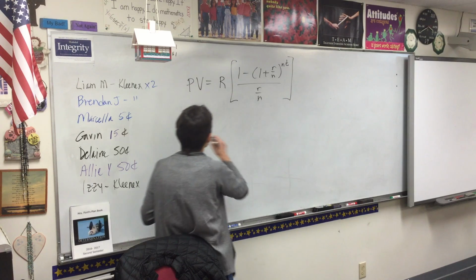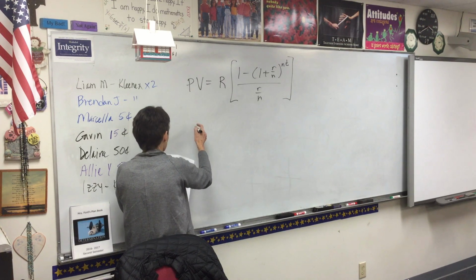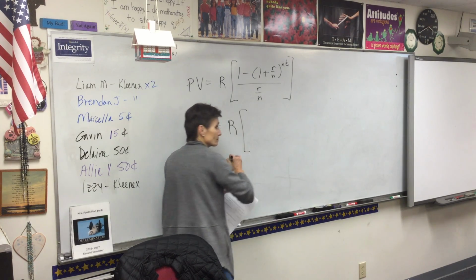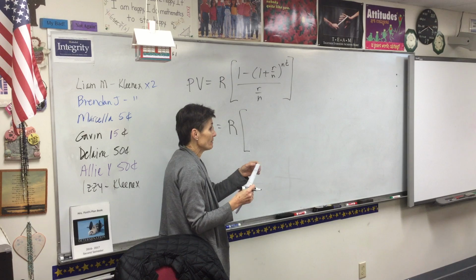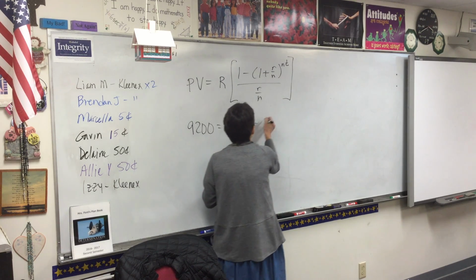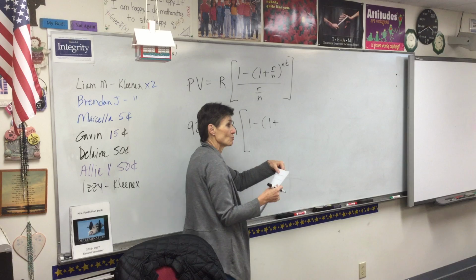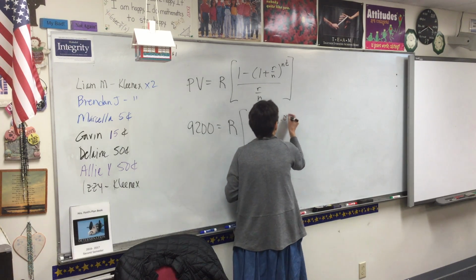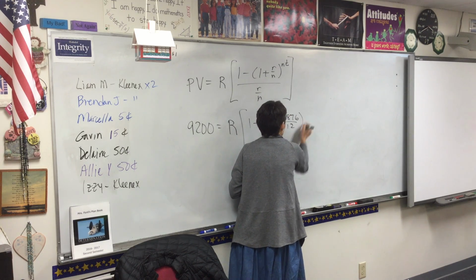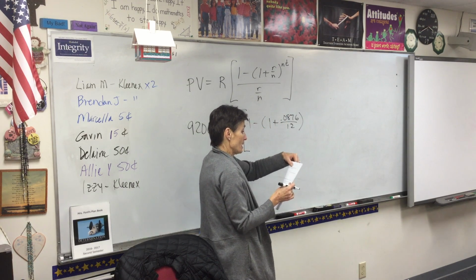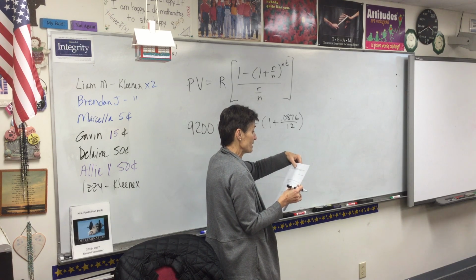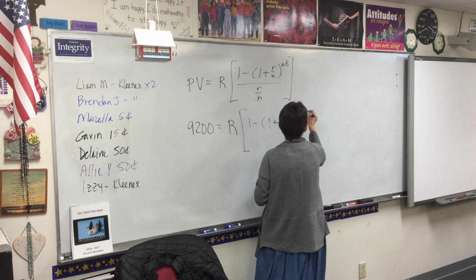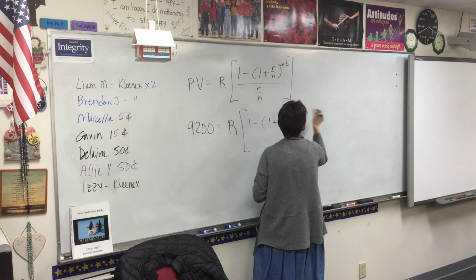What is going where into the formula? What's PV? 9,200, right. What's R? Nothing. We don't know. Right? That's what we're figuring out. 1 minus 1 plus. Our interest rate is 0.0876. And we are doing this for how many years? 5 years. 12 monthly payments? 60. Negative. That's a negative. Thank you.